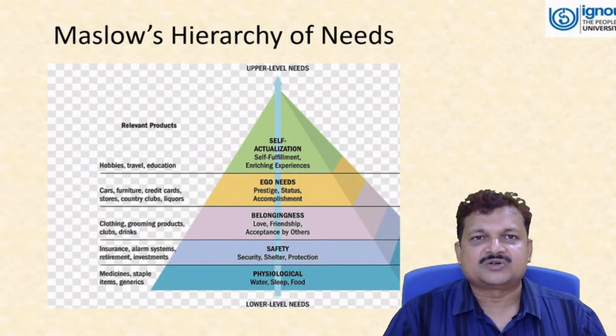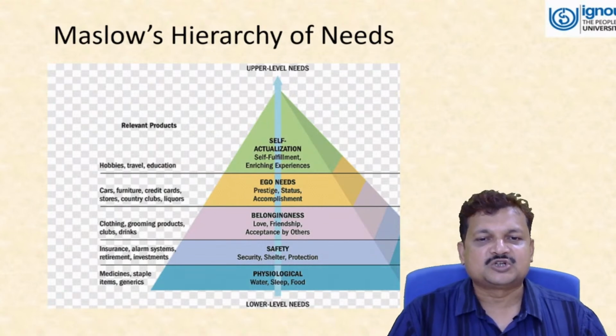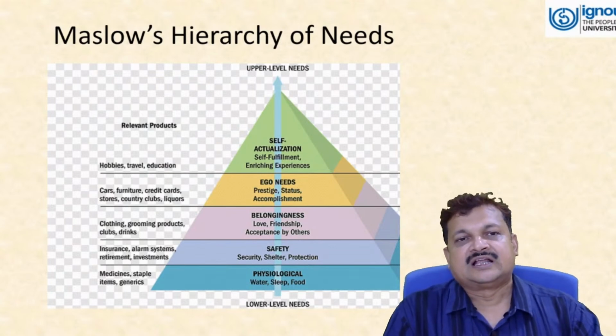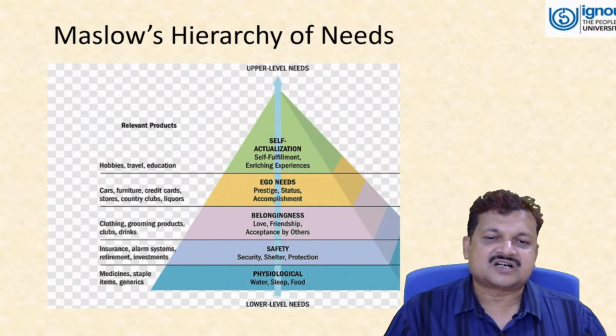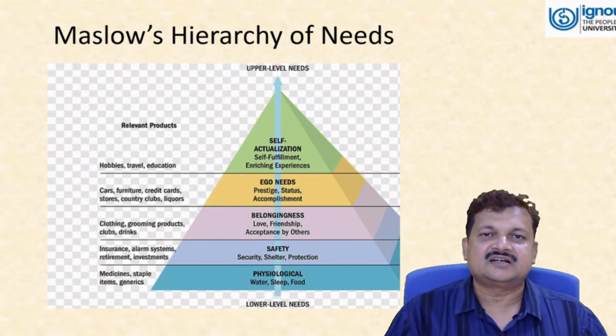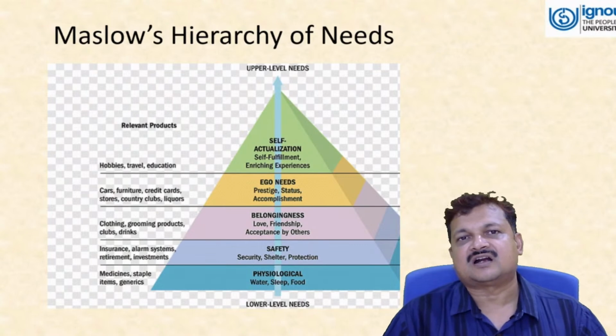Now, the first theory we will go for is Maslow's need hierarchy theory. It covers the physiological, safety, belongingness (that is, social needs), ego or esteem needs, and self-actualization. The needs go from lower to upper. Maslow said that when one need is completed, the second need arises, and when the second is completed, the third arises.